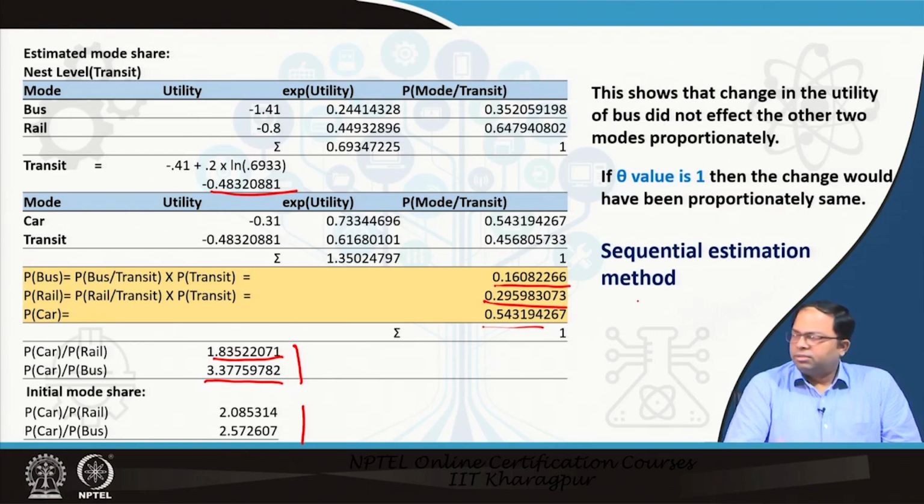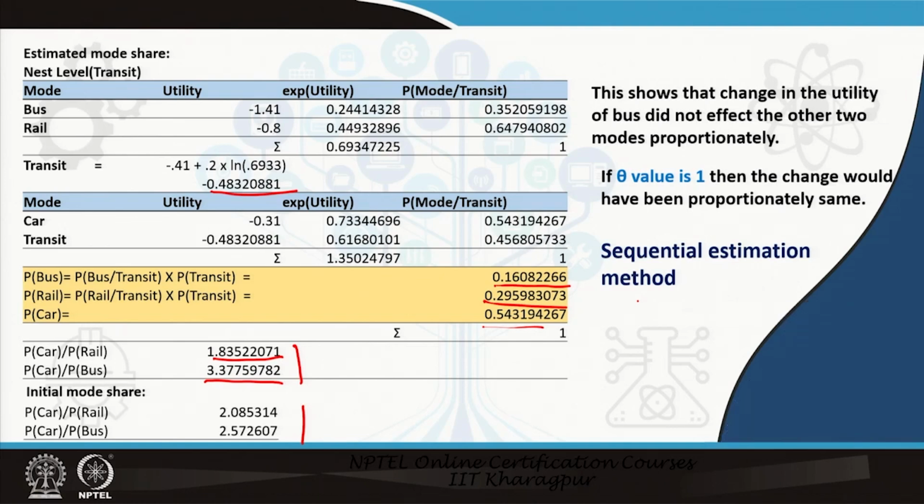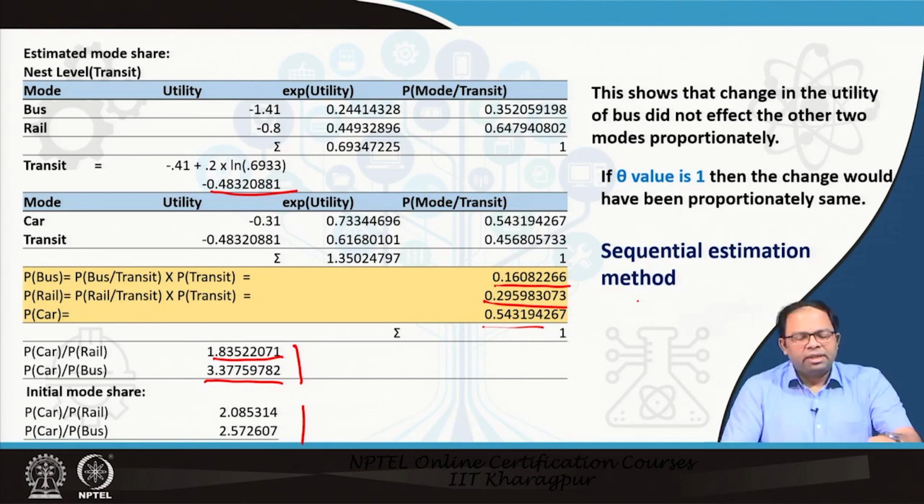So, this we can also call the sequential estimation method. This means we are sequentially estimating first between bus and rail, then estimating the transit probability, and then estimating car and transit, and then determining the probabilities of bus, rail and car. If I had estimated this transit utility based on an actual data set, I would have defined the utilities and the utility equation and then done this estimate. This is called the sequential estimation method.